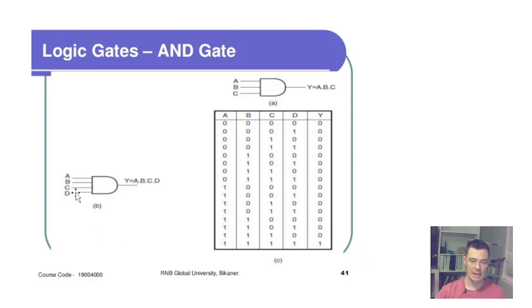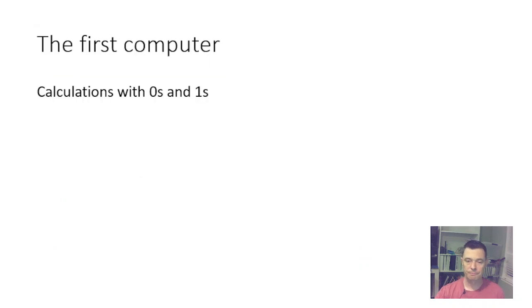So this is an AND gate for all four. And you can see here at the end, you need all four of these to be on in order for your output to be 1.